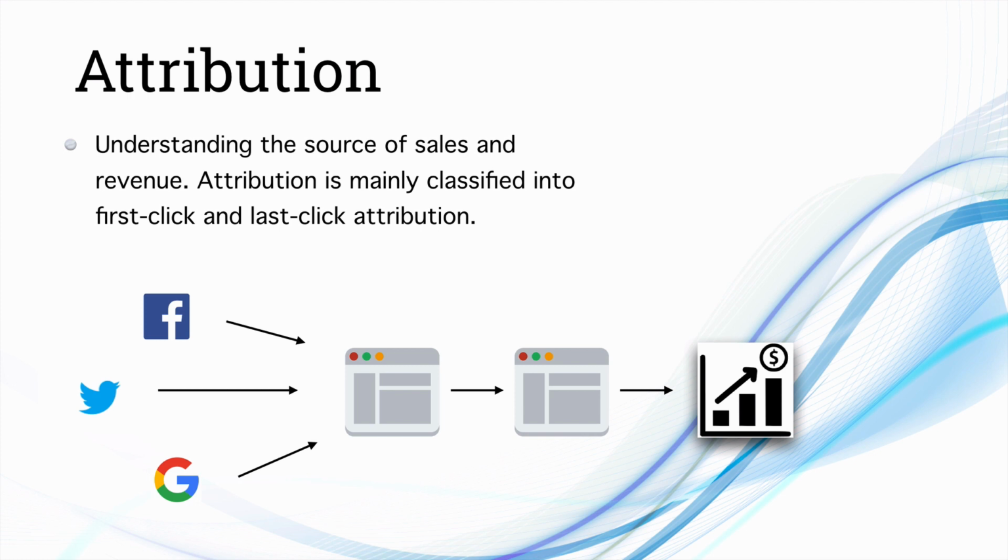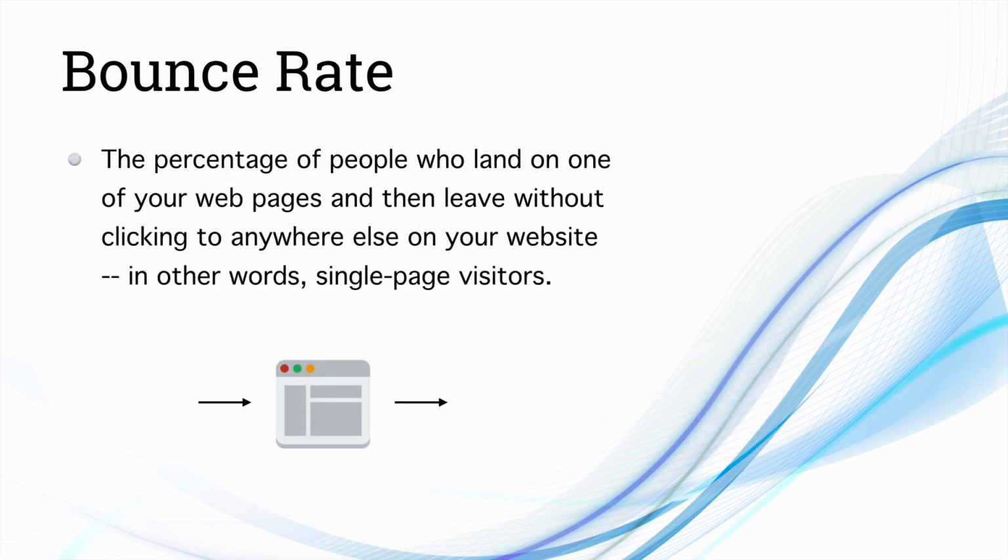Last click attribution is basically the last page that your user was on, or the last click that they did just before the sale happened. So that's how attribution works. In future videos, when we have a separate chapter about attribution, you will be able to actually build attribution models and execute attribution tracking systems on your own. So let's go to the next term.